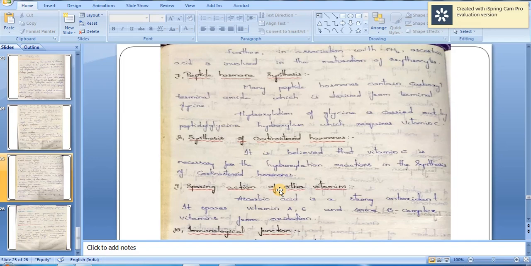Next, coming to the point, sparing action of other vitamins. Ascorbic acid is a strong antioxidant. It spares vitamin A, vitamin E, and some B complex vitamins from oxidation. Next, immunological functions. Vitamin C enhances the synthesis of immunoglobulins and increases the phagocytic action of leukocytes.